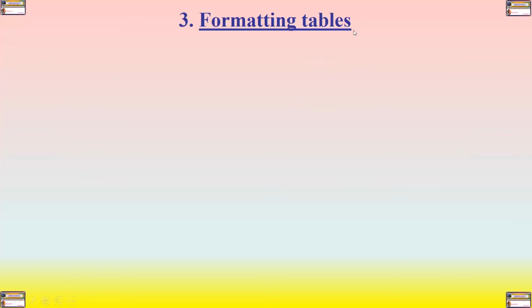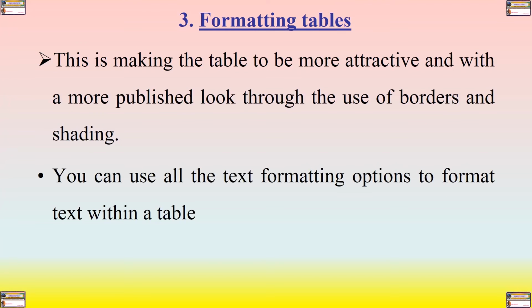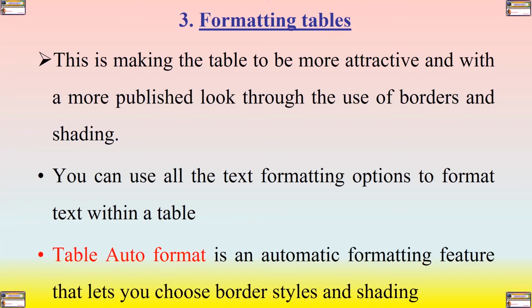Then just as we formatted text in my previous presentations, in my previous tutorials, you can also format your table. What is to format a table? This is making the table more attractive and with a more published look through the use of borders and shading. You can use all the text formatting options that we learned in our previous presentations to format the text within a table. Table auto-format is an automatic formatting feature that lets you choose border styles and shading.